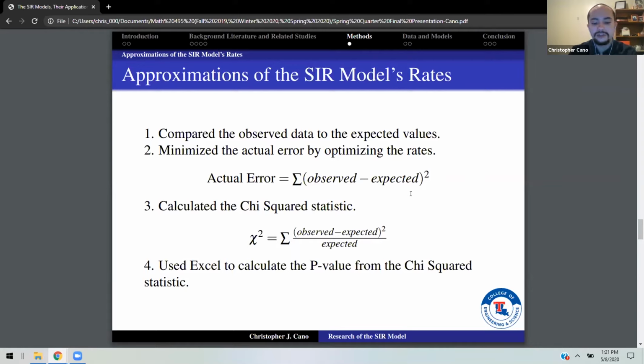Then we use Excel to minimize the actual error by optimizing the infection rate and the recovery rate. From there, we will use our optimized infected category and real-world data to determine our chi-squared statistic. Then we used Excel to calculate the p-value from the chi-squared statistic.